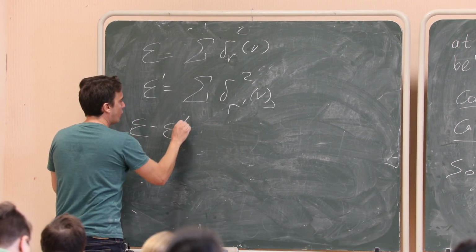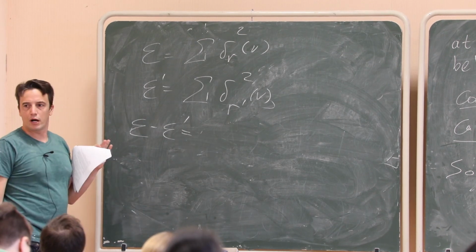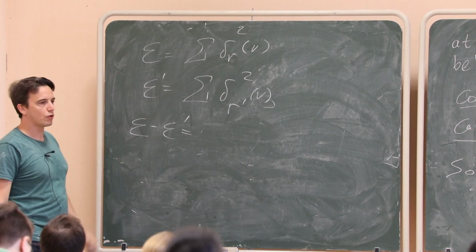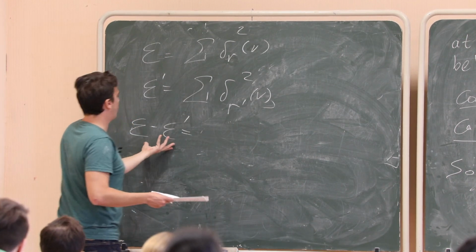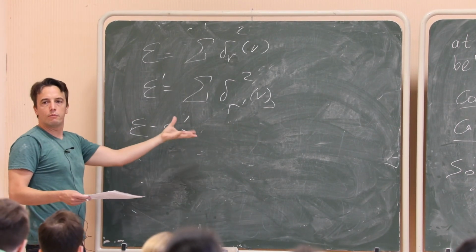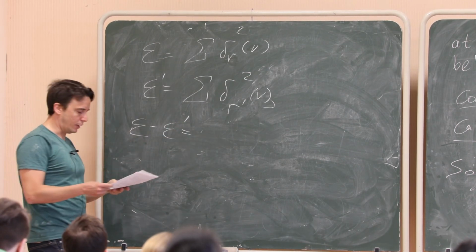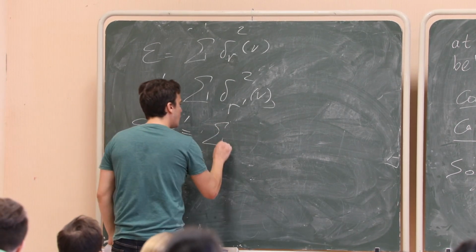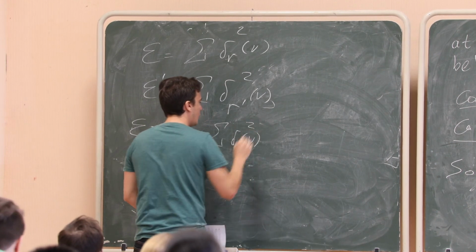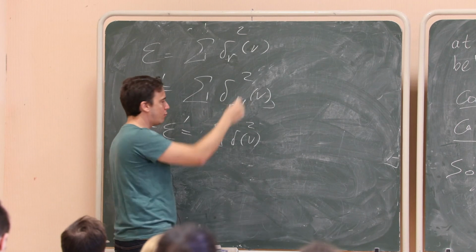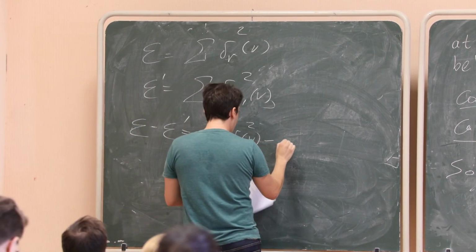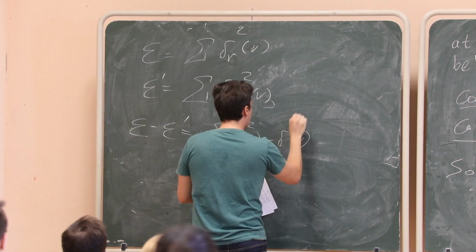So I'm looking at E minus E prime, this is after one iteration, and I want to show that I've improved, that this is smaller than 1 minus something times the original E. So this is the sum of delta_v squared, where now I'm writing delta and delta prime instead of delta R and delta R prime, minus delta prime squared.